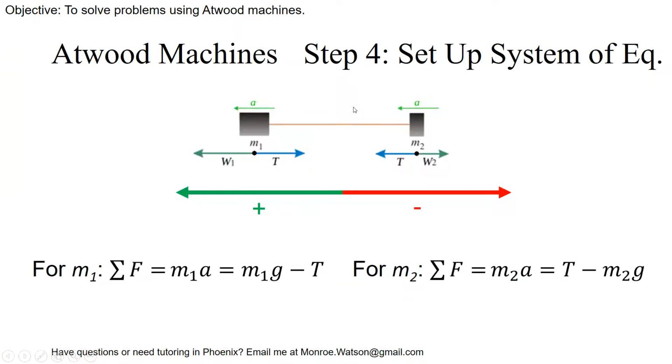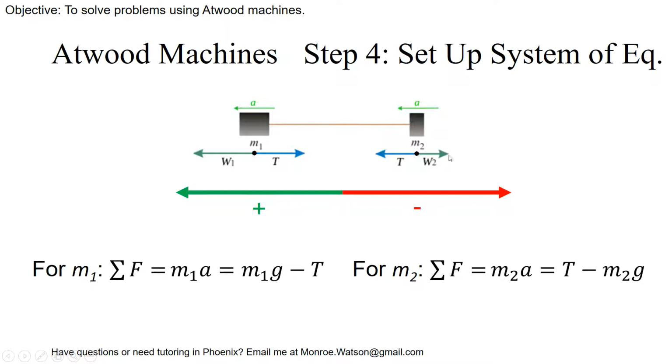Okay, so step 4, I set up a system of equations. Now, I'm confident that at this point, you should be able to set up a system of equations already, but I'm going to walk you through it real quick here. Okay, so for the mass 1, the first one, it's accelerating. So the sum of all forces is equal to the first mass times its acceleration. I'm going to treat this as my system. And that's going to be equal to, all right, the weight's going to go in the positive direction here, and my tension is going to go in the negative direction here.